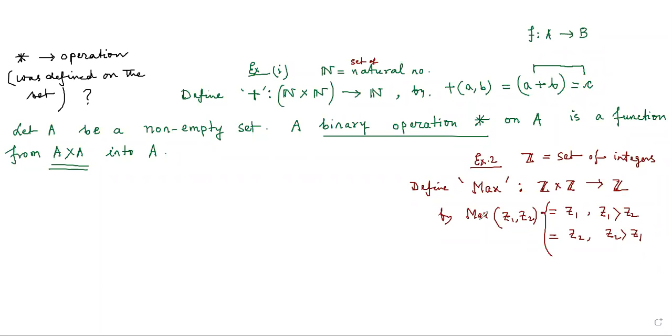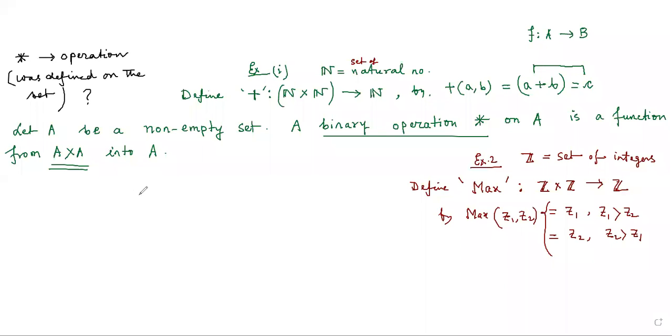This max is also an example of binary operation. This plus is an example of binary operation. This multiplication sign is an example of binary operation. Division is a binary operation. Minimum of two elements is a binary operation.